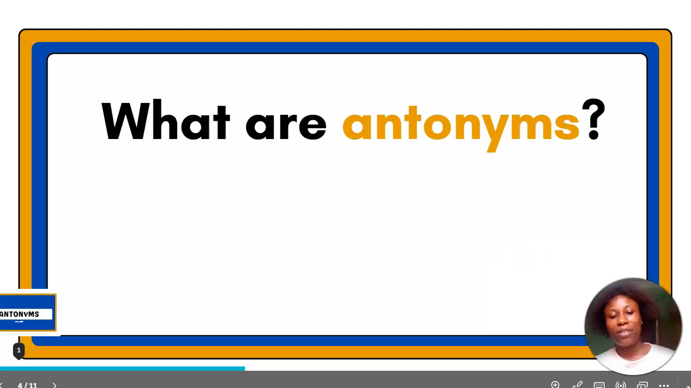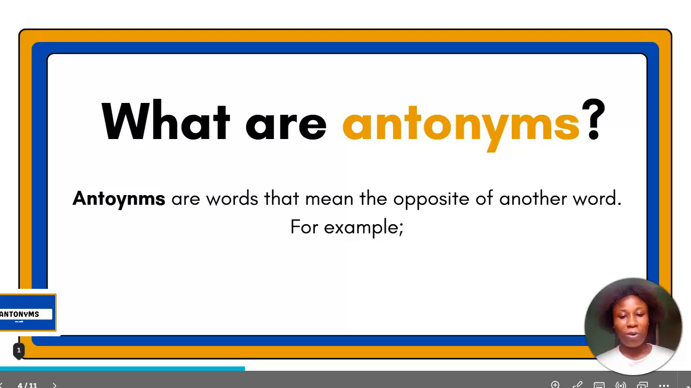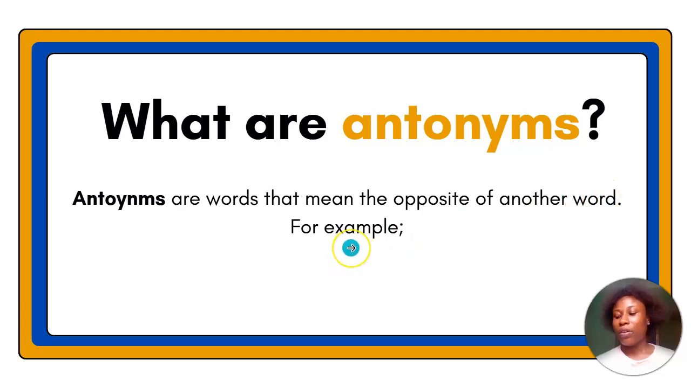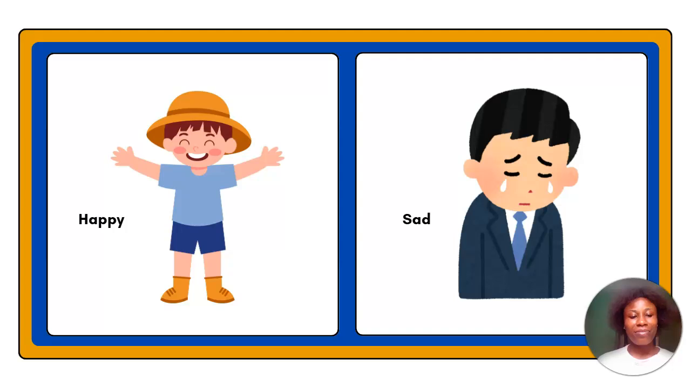What are antonyms? Antonyms are words that mean the opposite of another word. Right? So I like to think of antonyms as word friends who love to argue. This one goes this way and the other goes that way. Okay, so let's take a look at some examples of antonyms.